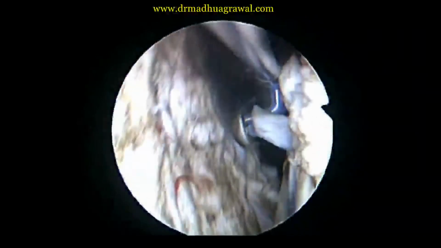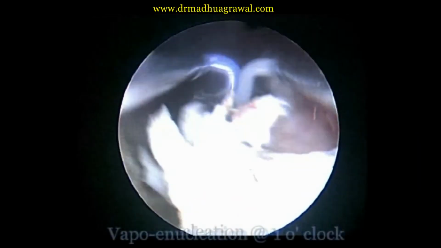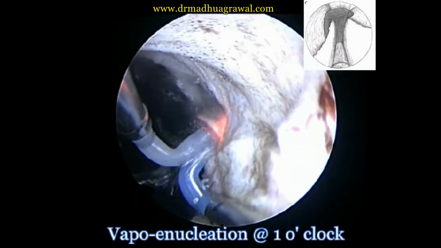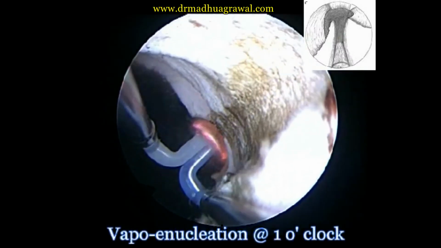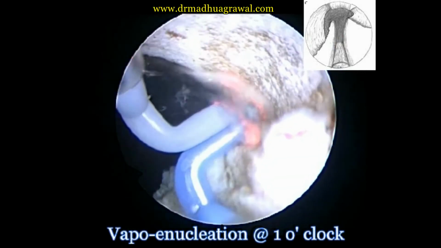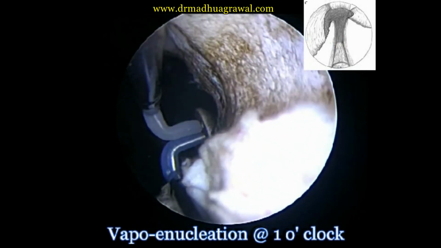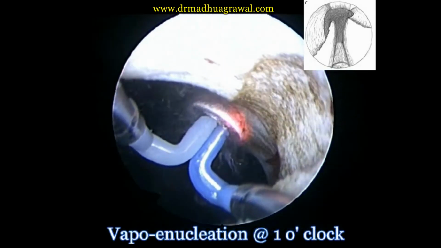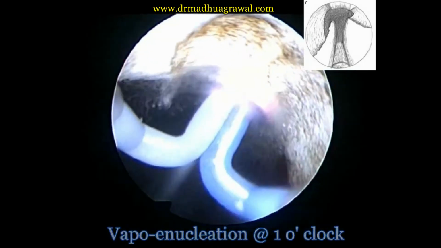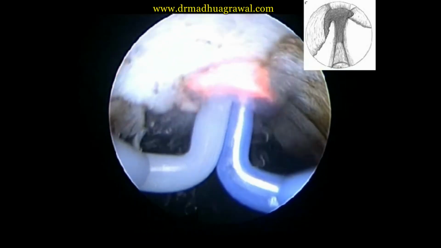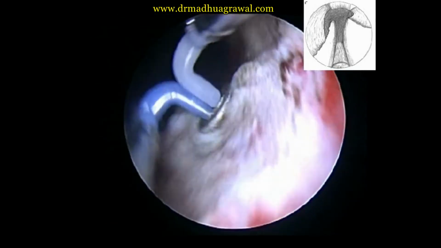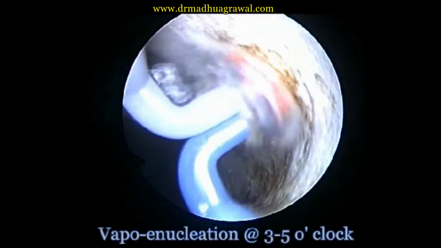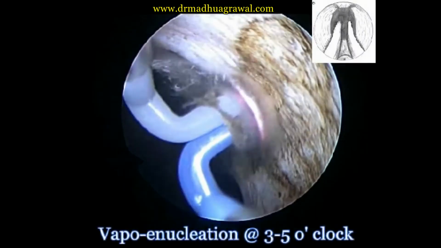Following this, similar process is repeated on left lobe from 1 o'clock to 5 o'clock position, enucleating the lobe medially. While proceeding with vapo-enucleation, we can vaporize the residual tissue attached to the capsule. Again, a constant pressure is applied on the button to create a plane between the adenoma and the capsule.